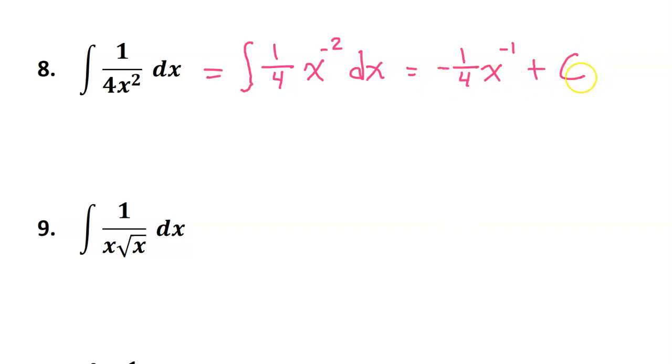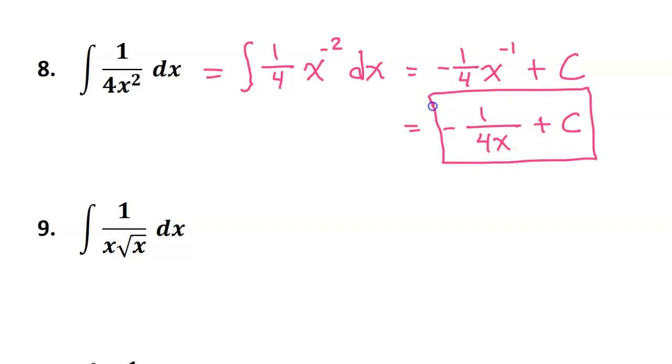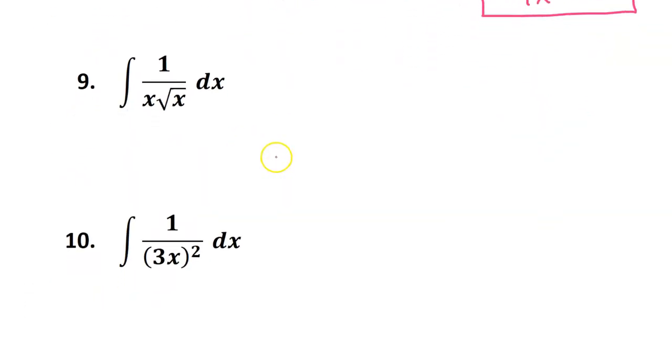So really this is the answer, but we could simplify this a little bit by writing -1/4x, right? This x to the -1 power just drops that thing down to the denominator, and most of the time you would probably see it written this way. All right, so there's the answer to number 8.